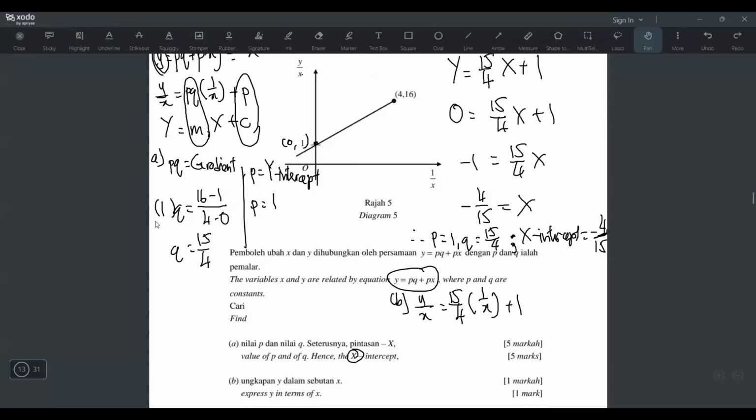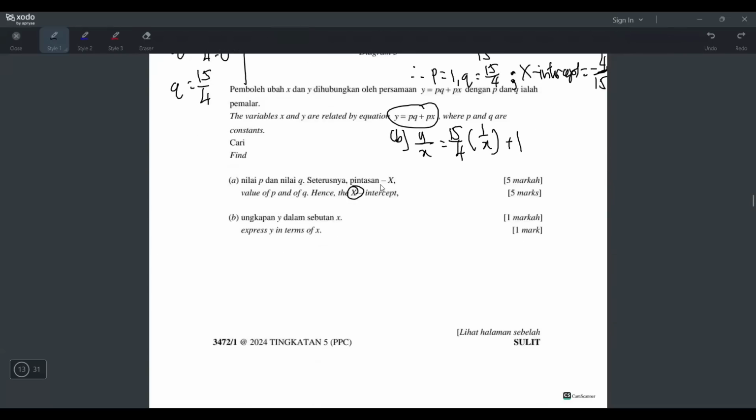But they only want small y in terms of small x. It means I have to make the small y single. I need to make this single. So how to do that? Very easy. Just move the x over here and then multiply, right? Okay, before I move the x over, let's try to multiply this one first. This one times this one first. So how to multiply fraction times fraction? Just take top times top, bottom times bottom. So 15 over 4x plus 1.